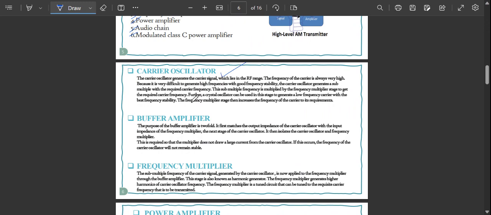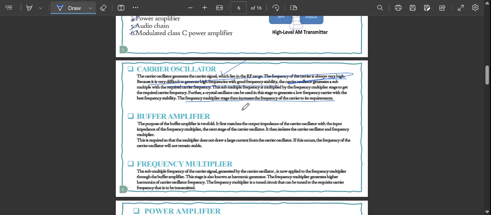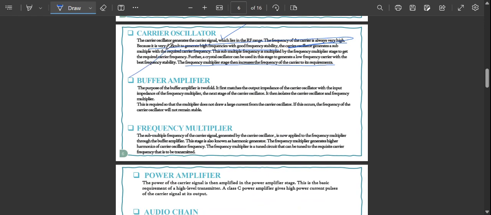So the frequency multiplier stage then increases the frequency of the carrier to its requirements. Basically, the frequency of the carrier is always high because it is very difficult to generate high frequencies with good frequency stability.